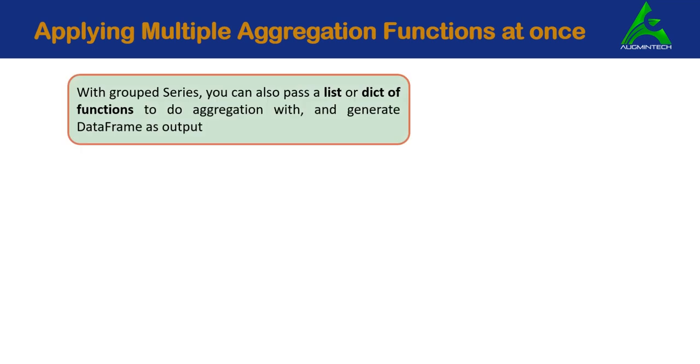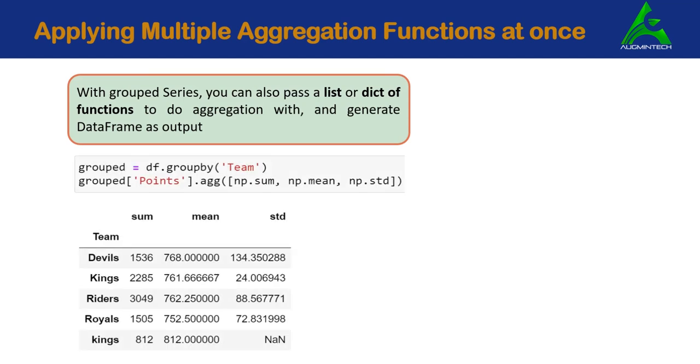Now, how to apply multiple aggregation functions at once? With a group series, you can also pass a list or dictionary of functions to do aggregation with and generate a data frame as the output. So here we say df.groupby, again pass the column, let's say team, and then we can do the aggregation using np.sum, np.mean, np.std, which would return the sum, mean, and standard deviation.